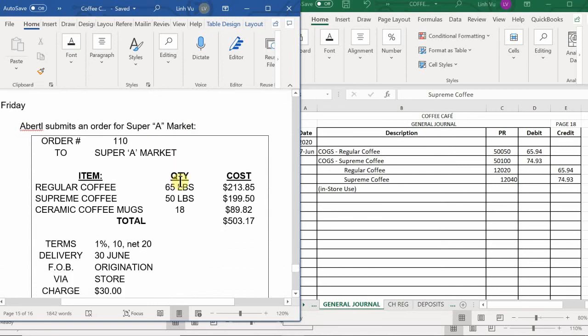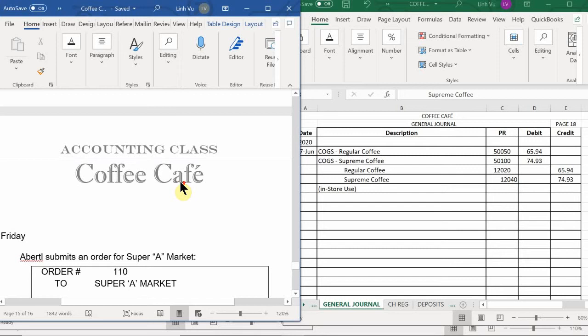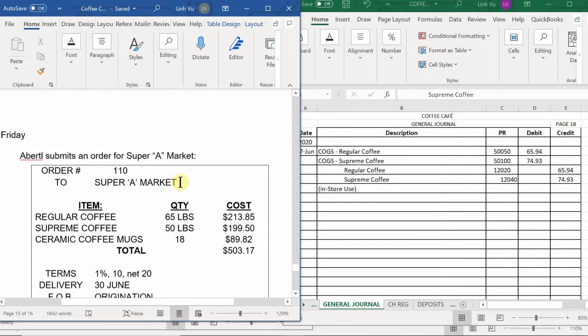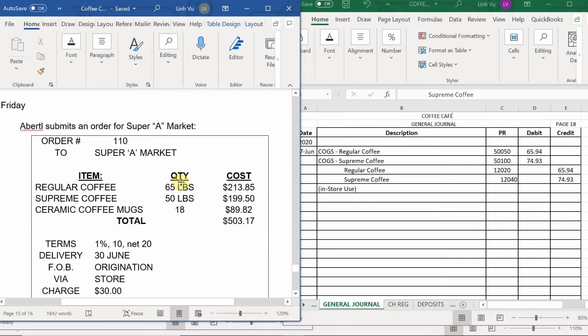And then now, it's the last day, which is the 28th. Brand new day. Albert's going to submit another order for Super A Market.